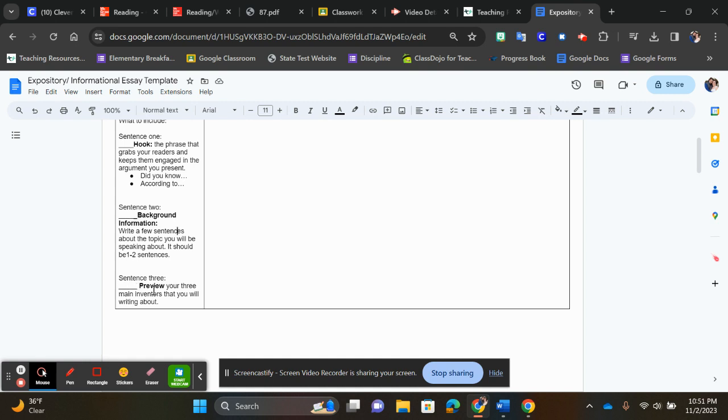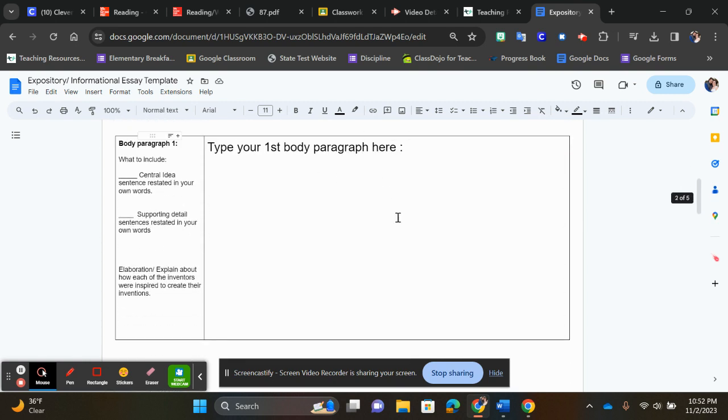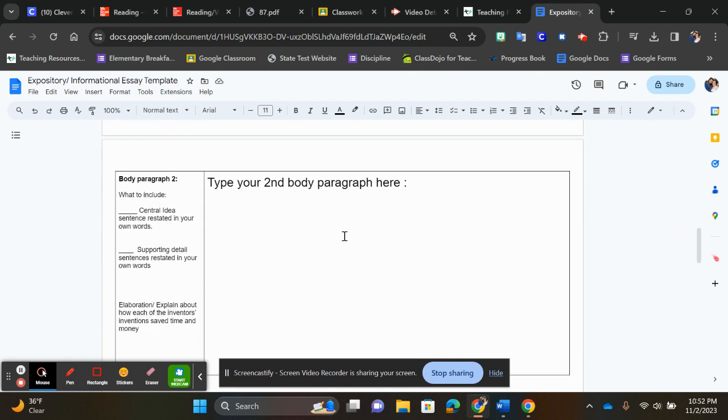Sentence 3 is where you're going to preview your 3 main inventors that you're going to write about. Don't give them a whole lot of information. Just say something along the lines of the 3 main inventors, Henry Ford, Margaret Knight, and Benjamin Franklin, all contributed to society in some way. Something like that, something general, but don't give them any information, because all of your information is going to go down in the other paragraphs that you've already written.